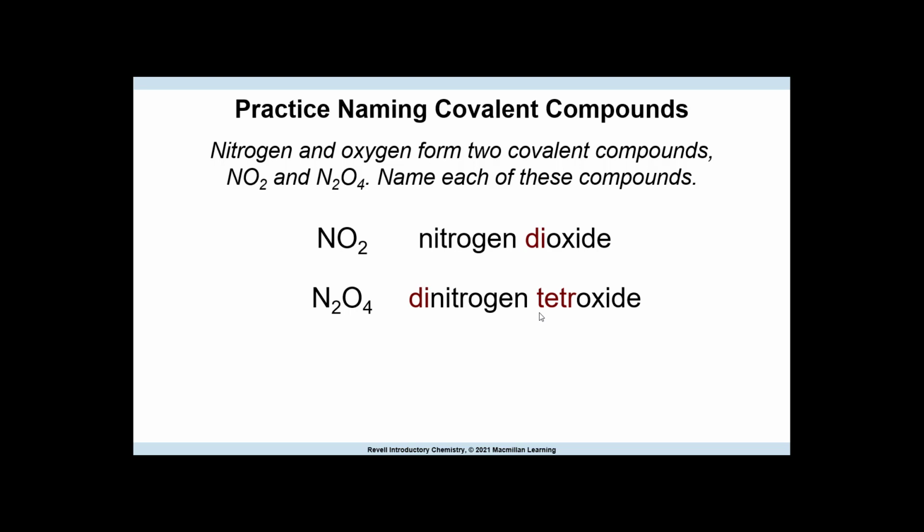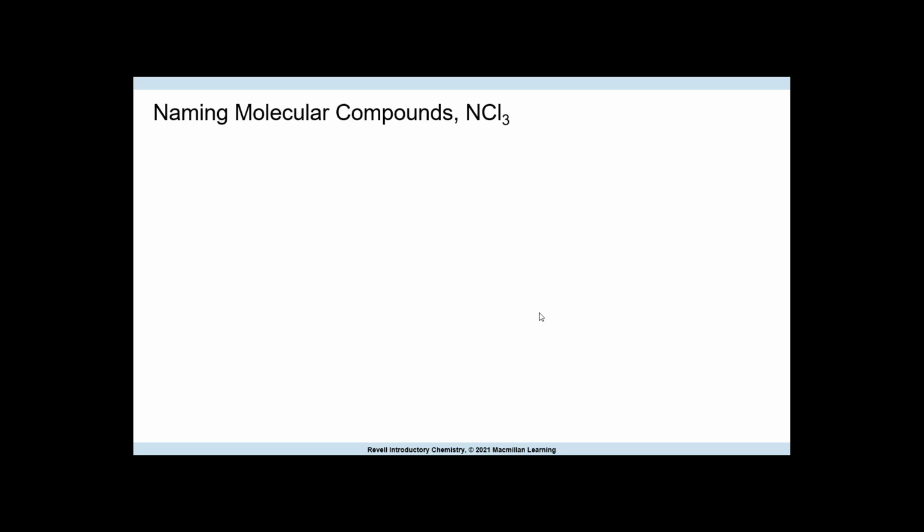Okay, so practice naming. Nitrogen and oxygen form two covalent compounds, NO2 and N2O4. Name each. So in this case, this is nitrogen. We don't use the word mono. Nitrogen dioxide. And the second one is dinitrogen tetroxide. We took the A off of the tetra.